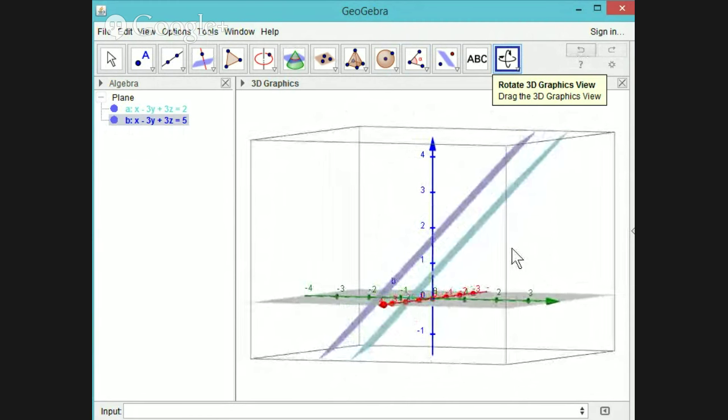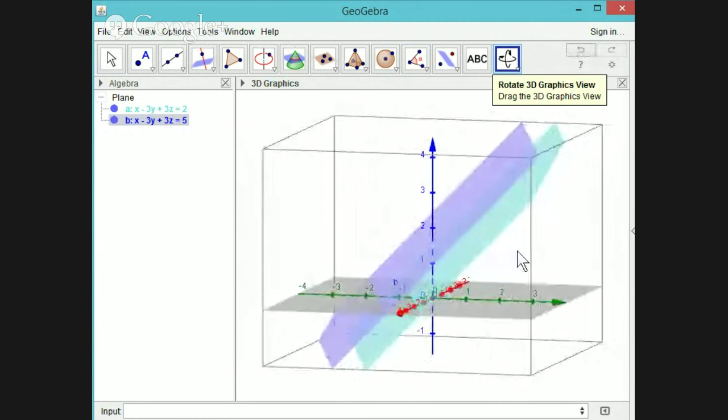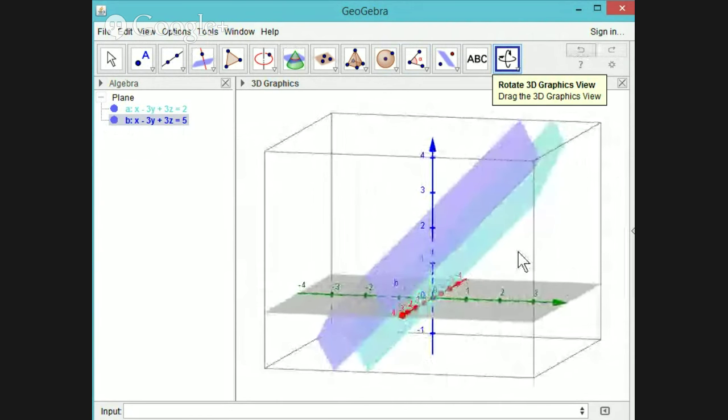All right, so they never touch. So hopefully you can see that all right. So there you go. There you have it. Two parallel planes that don't touch. No solution. And it was pretty easy to show that. We just ended up with some kind of nonsensical statement.